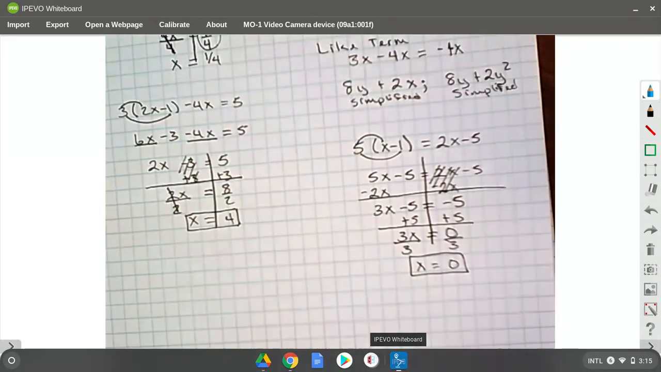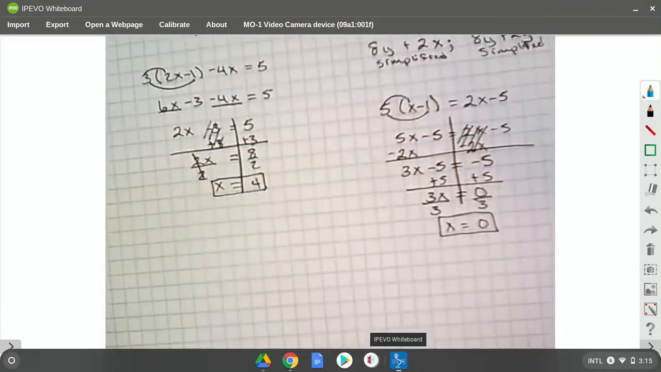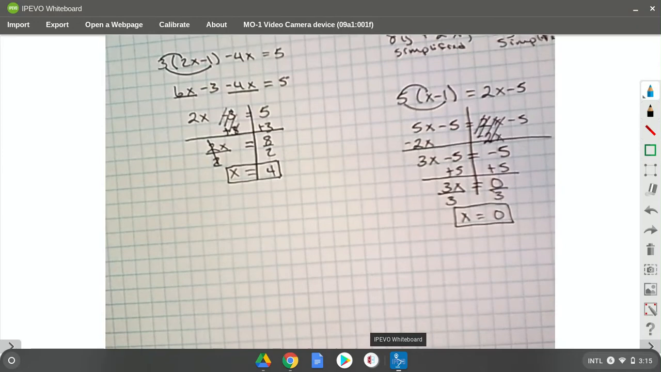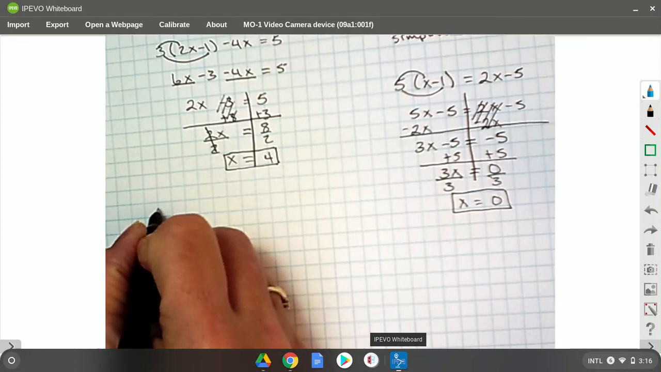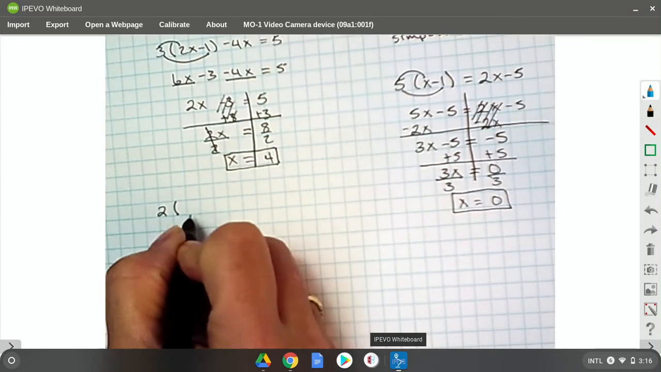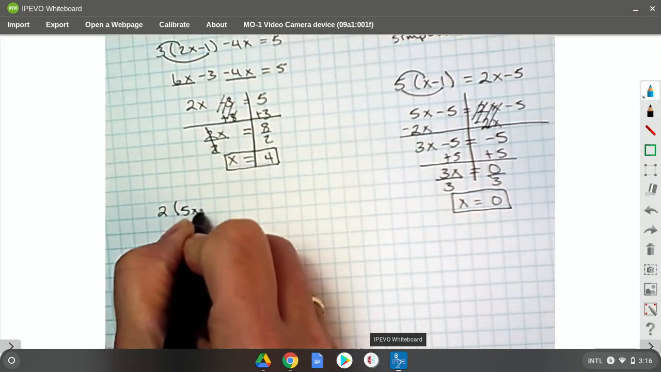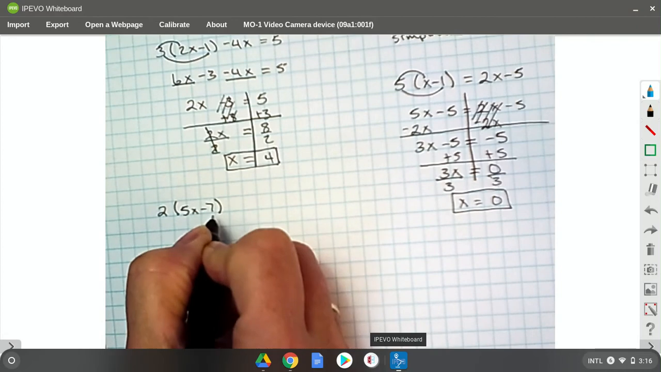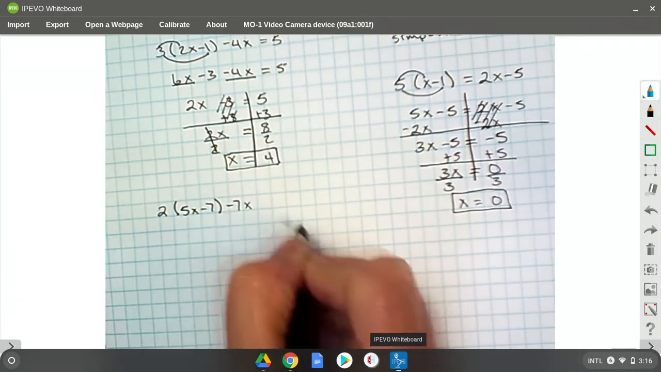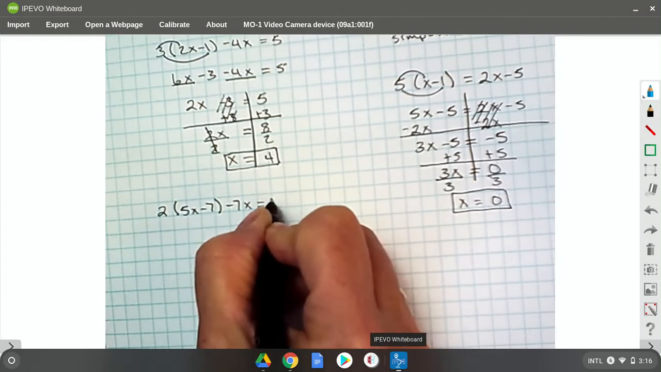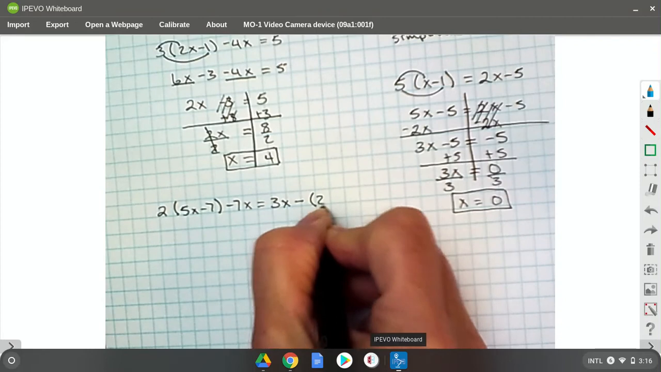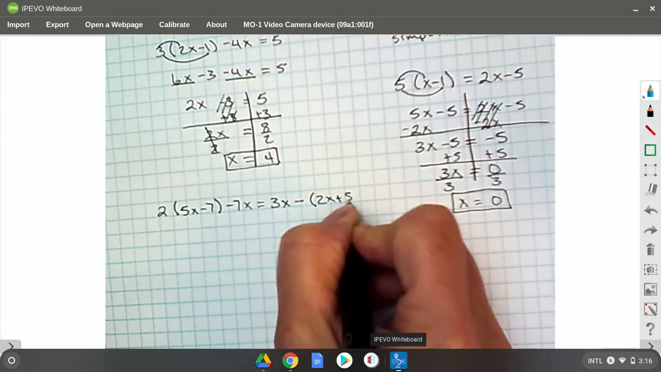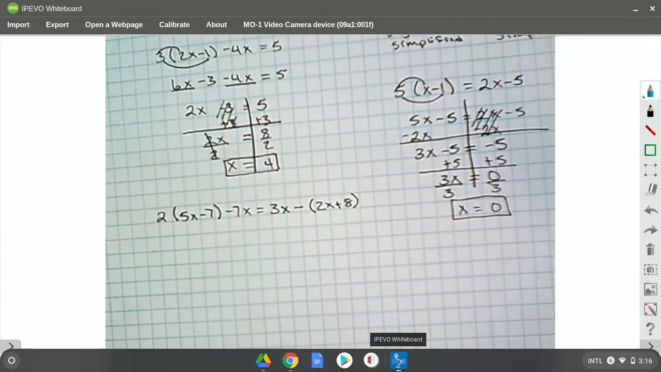Okay, one more of these. Let's go to a lot of cleanup, a lot of simplifying. We're going to do 2 times (5x minus 7) minus 7x equals 3x minus the quantity of 2x plus 8.